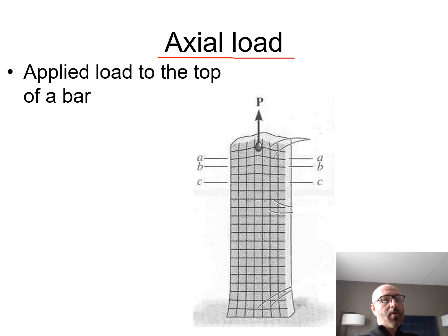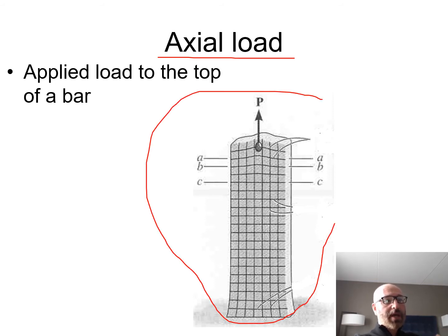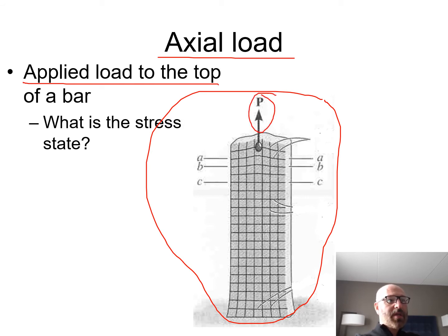So we have a diagram over here where we can see we have an element, a column right here with an axial load P applied to the top, and we have a little mesh grid in there so we kind of see what's going on along the way. And again, we applied this loading, our load P, right here at the top of the bar. So within this here, first I'm going to ask ourselves, what is the stress state?